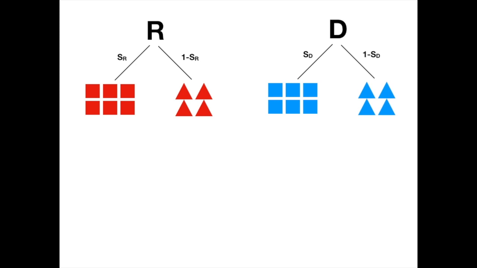So let's consider this very simple world where we have Republicans and Democrats, R's and D's. Republicans choose to vote straight ticket with probability S sub R, that's S for straight, R for Republican, and those are represented by the squares. They then choose to vote individual candidate with probability 1 minus S_R, and those are denoted by the triangles. Same thing for the Democrats on the right.